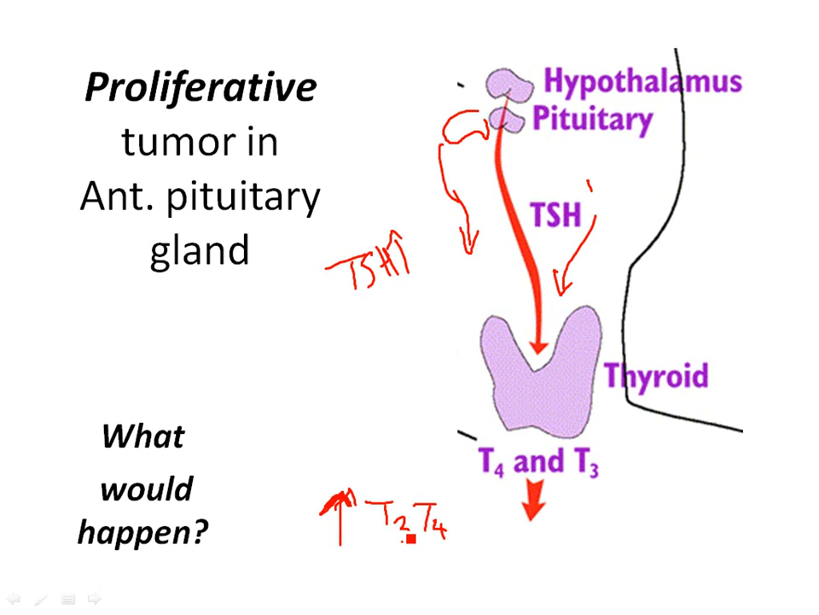So if you notice, both of these tumors were proliferative, right? They were producing too much of something. And both ended up affecting this: high levels of T3 and T4 in the blood.